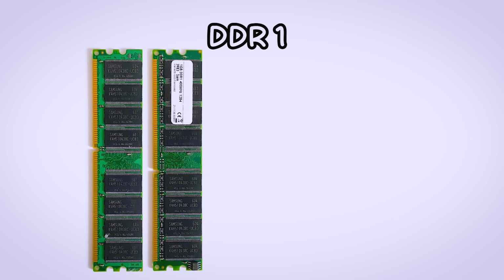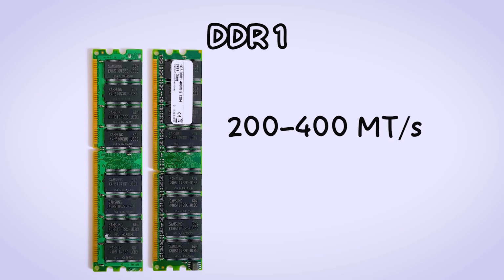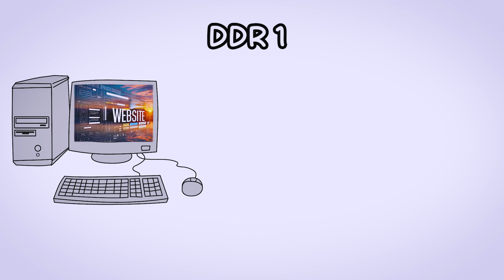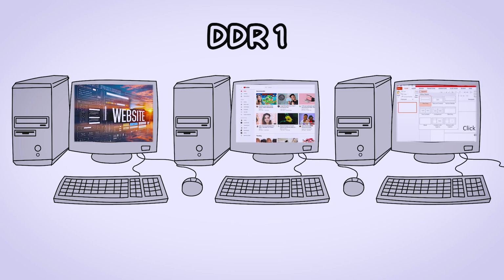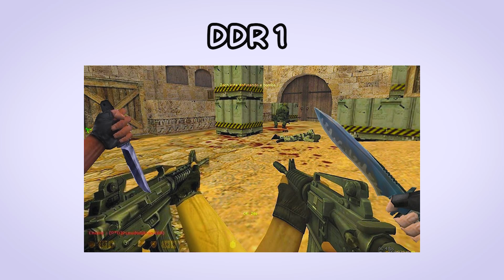DDR1 operated at speeds between 200 and 400 megatransfers per second, and it used 2.5 volts to function. Now, these numbers might not sound impressive today, but back then, this was groundbreaking technology that made multitasking smoother and allowed games to load faster.